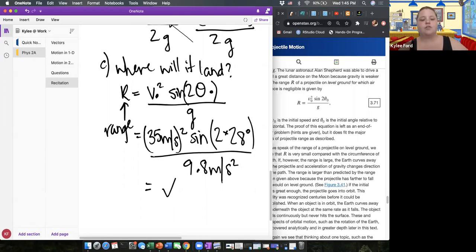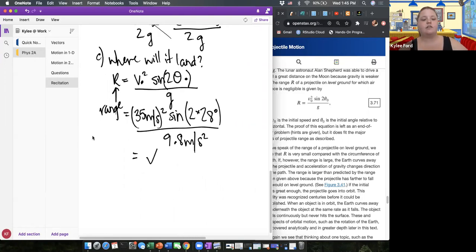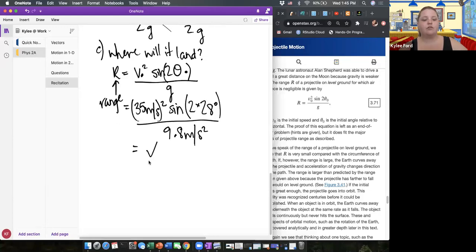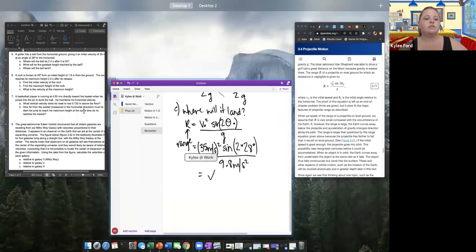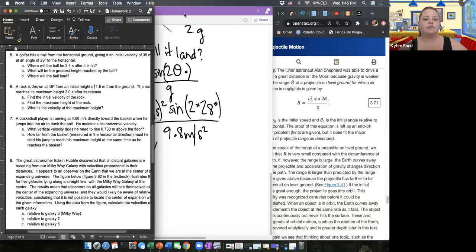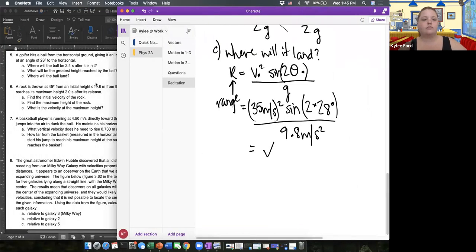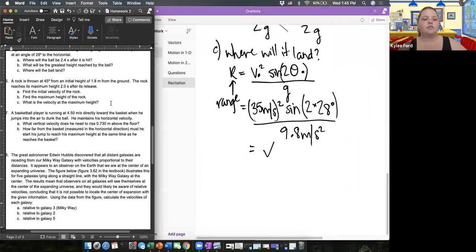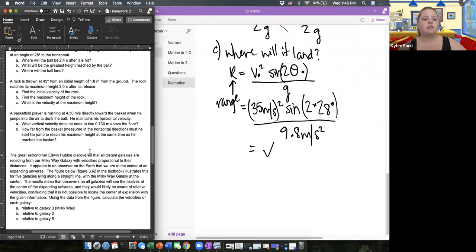All right, so that is for number 5. Okay, no problem. So I can continue with number 6 now. Number 6, we have a rock that's thrown at some angle.